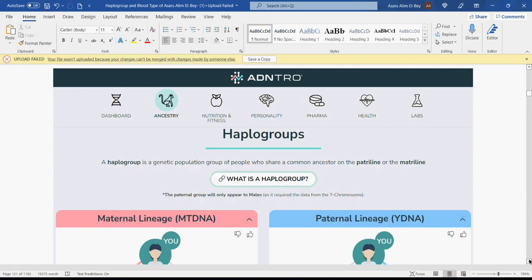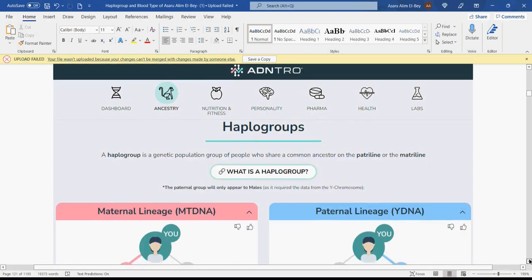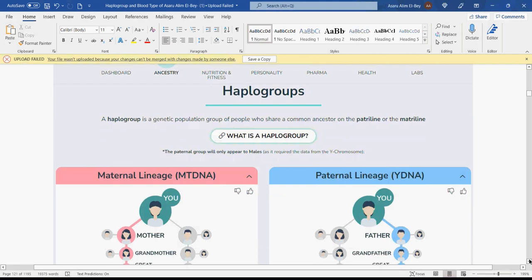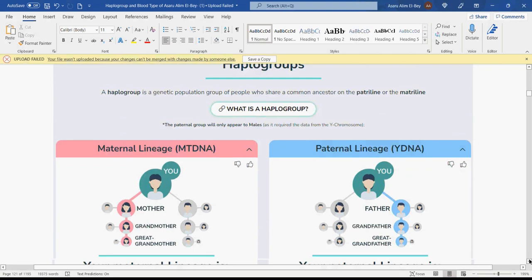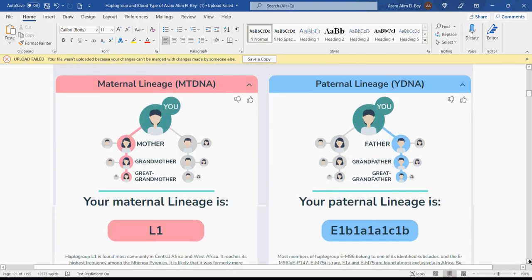Living proof, actually. Literally. So here it is, Anthro DNA. You go here, it says haplogroups. It tells you what a haplogroup is: a genetic population group of people who share a common ancestor, the paternal patriline and the matriline. So here is the maternal lineage, mitochondrial DNA, that's me, my mother, my grandmother, great-grandmother, and so forth. Your mitochondrial or maternal line is L1.